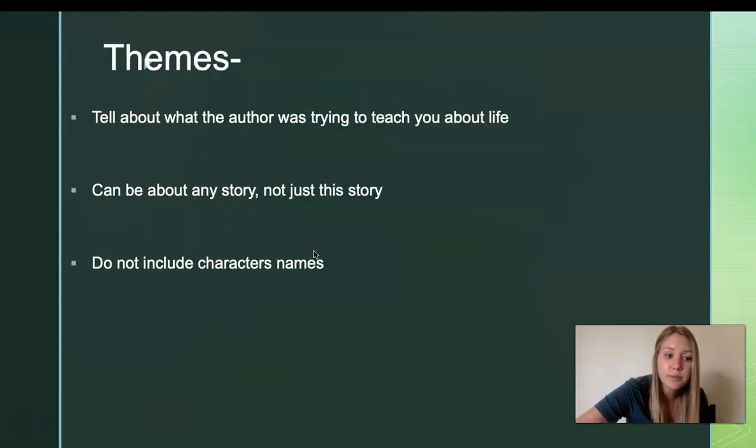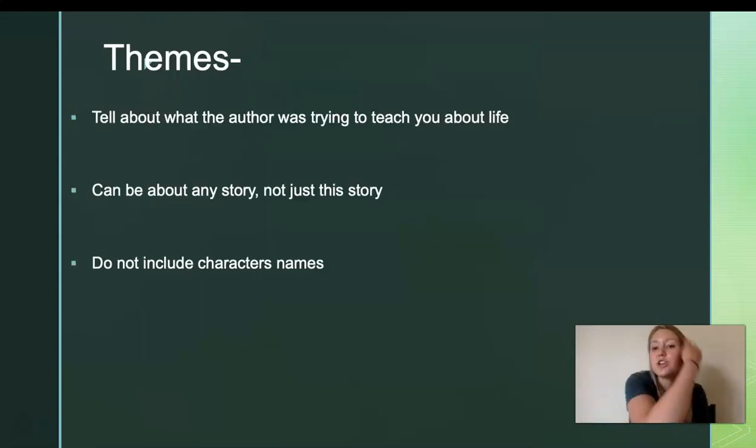So just a few reminders about themes. Themes tell what the author was trying to teach you about life. What did they really want you to know? When you put the theme into words, you should be able to apply it to any story, not just that specific story. So it should just be a broad statement. And then, because of that, you probably shouldn't be including characters' names, because then that wouldn't apply to another story. That would only make sense with the story that you're reading.